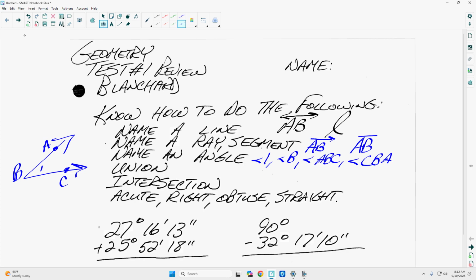Don't forget about union questions. Union questions are something that we're going to look at in the book in just a little bit, and you're going to need your book while I'm talking about that. So union, you're putting together or uniting. And then intersection, that's what do they have in common or where do they collide? Acute, obtuse, straight, you guys know that stuff, right?